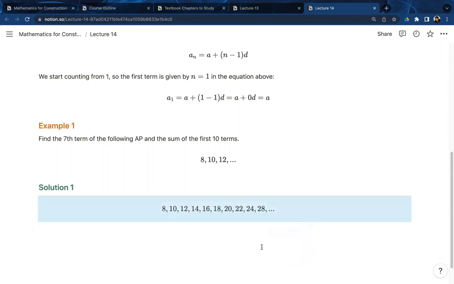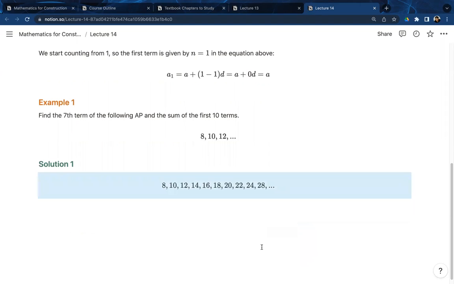That's the period. This is the hard way of doing this problem. The 7th term: 8 is the first term, so I could manually write it out: 1, 2, 3, 4, 5, 6, 7. So the 7th term is 20, then 8, 9, 10. So these are the 10 terms here. Add up all these numbers here, and that's the sum. So that's the hard way of doing it.